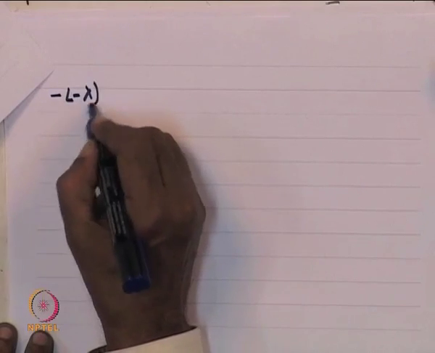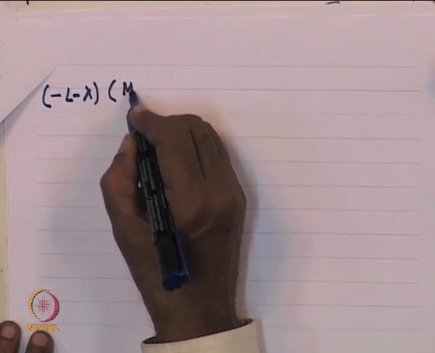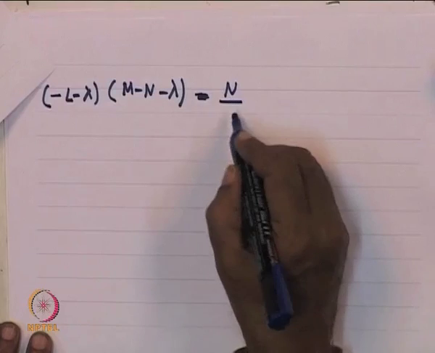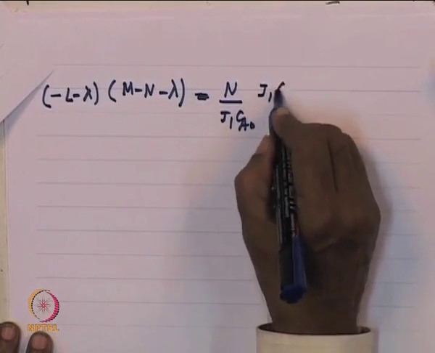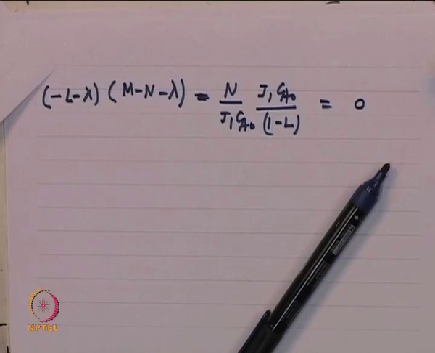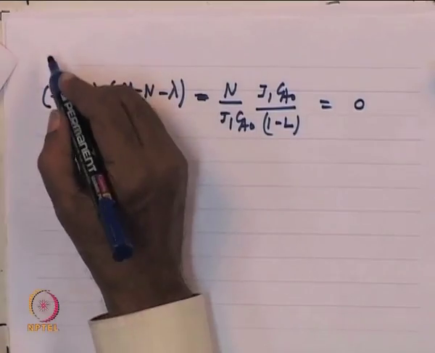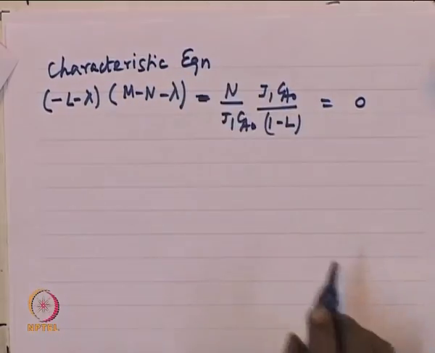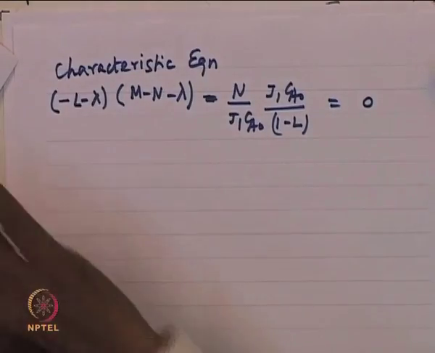So, let us find the determinant. I am writing the determinant, please see if it is okay. Minus L minus lambda, multiplied by m minus n minus lambda, equal to n by minus j1 c A0, times j1 c A0 divided by 1 minus L. This determinant must be equal to 0. To find the eigenvalues, we say A minus lambda I equals 0. That specifies the characteristic equation, which must be 0. This tells us the values of lambda. Let us solve this.